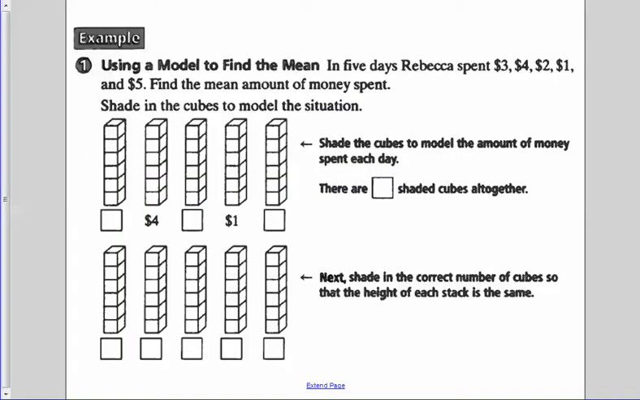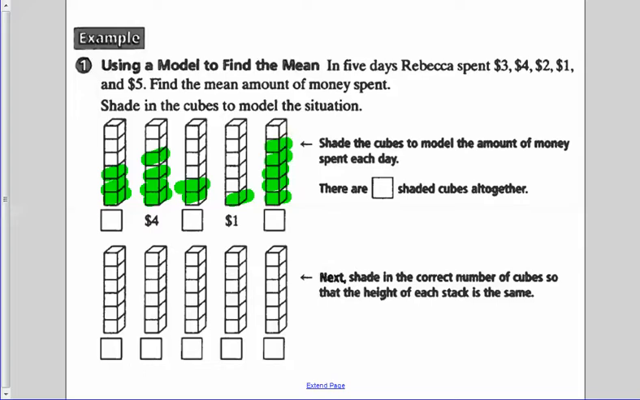Let's look at an example and how to do this using a model. Alright, so in 5 days, Rebecca spent $3, $4, $2, $1, and $5. So find the mean of the amount of money spent. We're going to shade in the cubes of the model in this situation. So I'm going to have $3, so I'm going to shade 3 of these blocks. I've got $4, and then I've got $2, I've got $1, and then I've got $5, 1, 2, 3, 4, and 5.